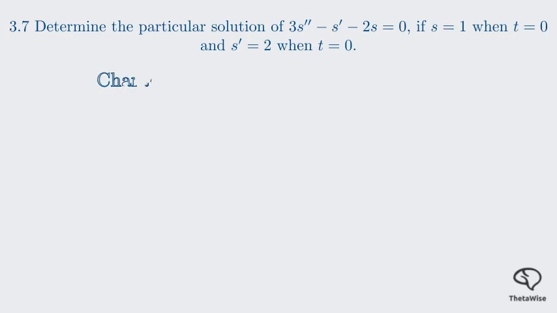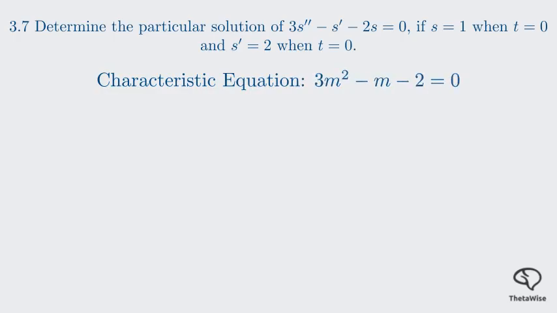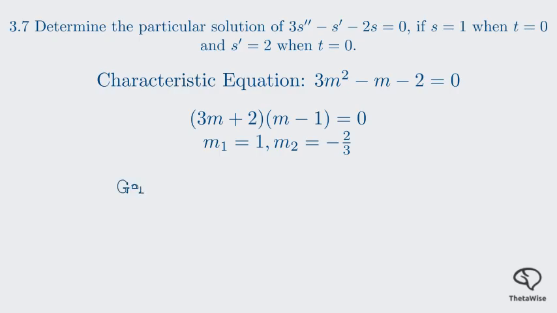The characteristic equation is 3m squared minus m minus 2 equals 0. We can solve this by factoring. It factors into 3m plus 2 times m minus 1 equals 0. The roots are m1 equals 1 and m2 equals negative 2/3. These are real and distinct roots, so the general solution for s is c1 e to the t plus c2 e to the negative 2/3 t. Remember, for a homogeneous equation, the general solution is just the homogeneous part.